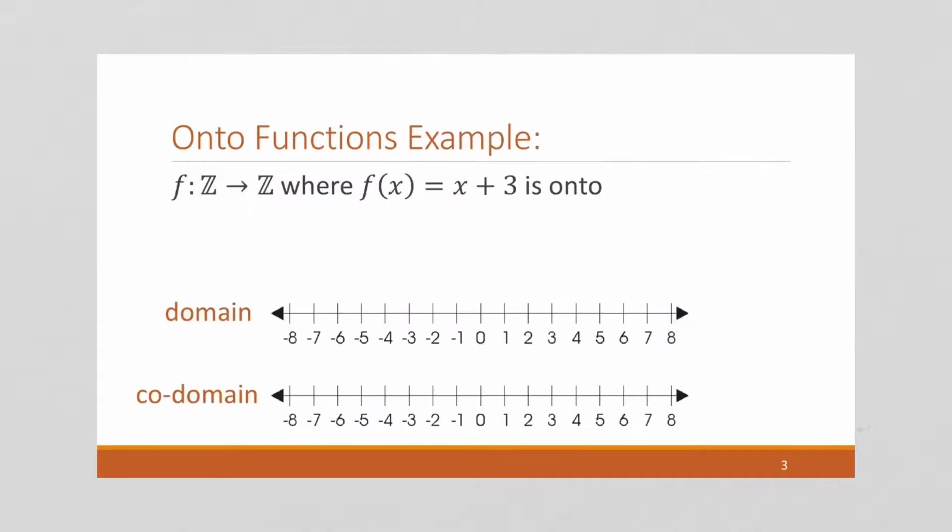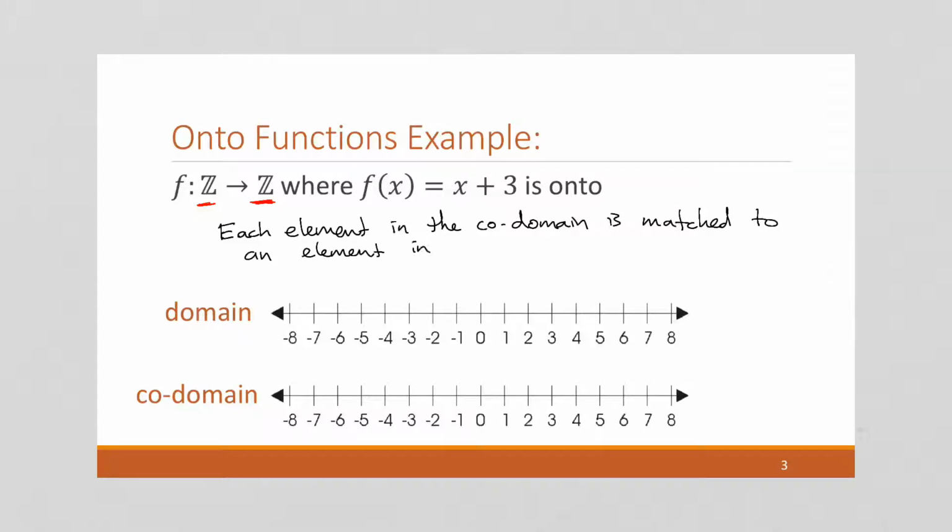So let's take a look at an onto function. Here's an example of an onto function. Again, notice that the domain is the integers and the codomain is the integers. What that means is we need every single integer to be the output of some input. So let's write that each element in the codomain is matched to an element in the domain.